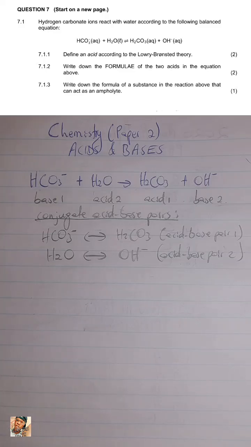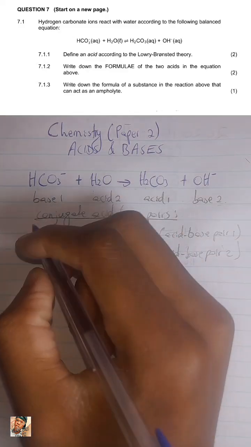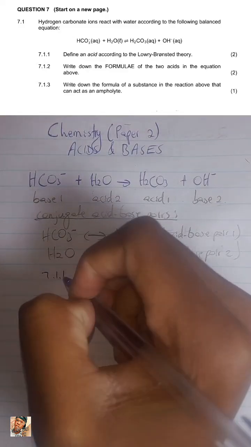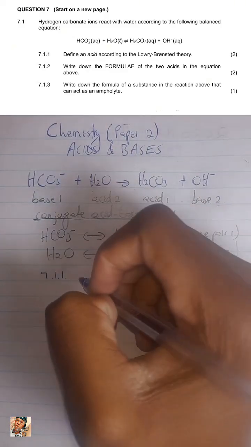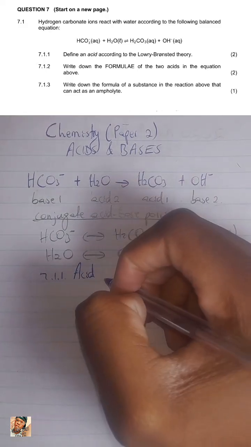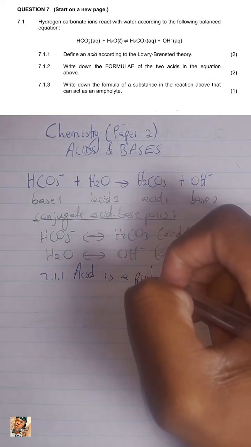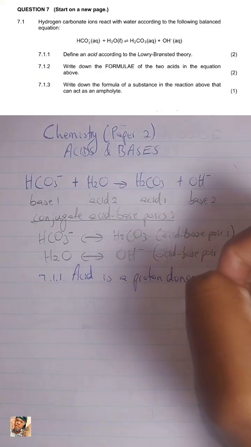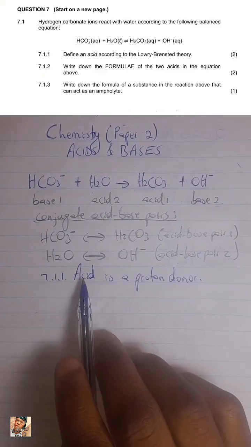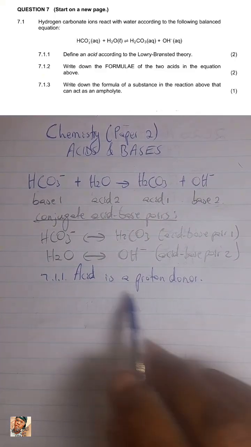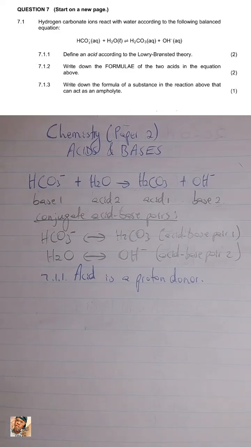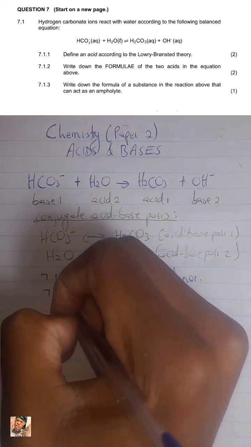7.1.1 says define an acid according to the LB theory or Lowry-Bronsted theory. So fortunately enough, we have already done our analysis and we have remembered what an acid is according to the Lowry-Bronsted theory. So let us answer 7.1.1. What is an acid according to LB theory? We said that an acid is a proton donor. So this is 2 marks. Imagine just writing acid is a proton donor, just these 5 words, and you get 2 marks, guys. Come on. Now let us go to the next question, 7.1.2.